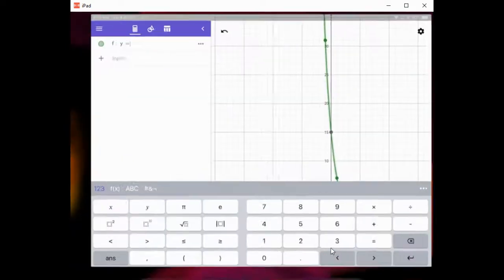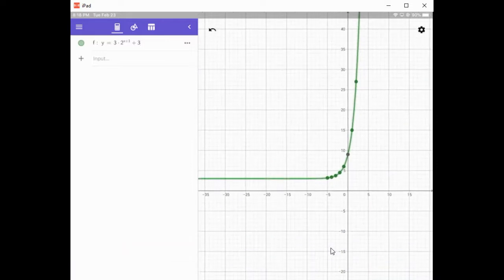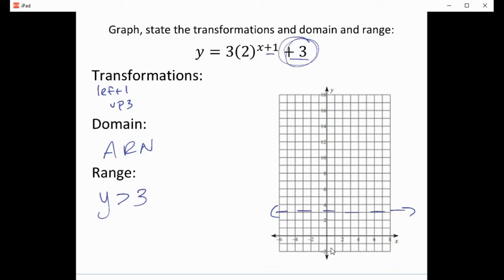What was my equation? 3 times 2 to the x plus 1 plus 3. Enter. Okay, so that's what my graph should look like. I'm going to look at the table, which remember I recommend going from -5 to 5. And it looks like there's about 3, maybe 4 points I could plot pretty easily. I can do -2 and 4.5.